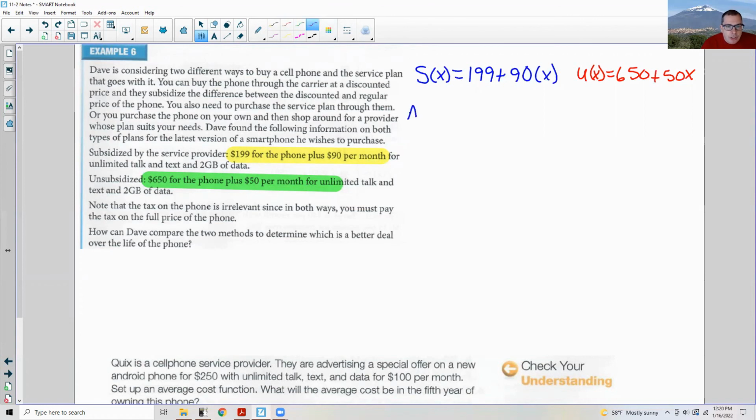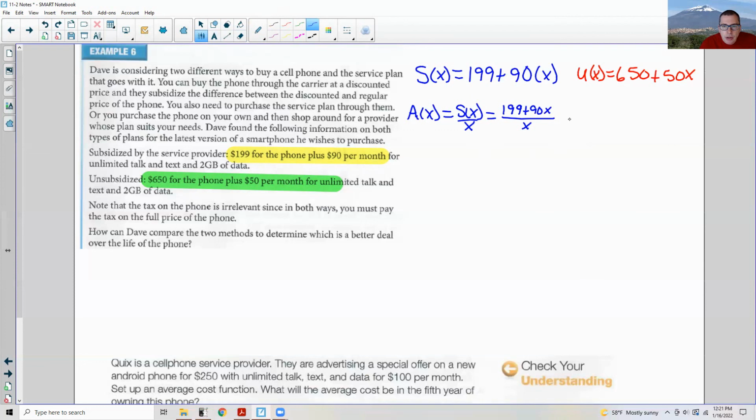So I'm going to say average of S is going to equal, actually, let's just call it A of X, because I don't want to use S now because it is still X. A of X is going to equal S of X divided by the number of months, and that gives you your average. If that makes sense to you, hopefully. And so therefore it would be 199 plus 90 times X divided by X. Okay, and let me get rid of the parentheses here. Just 90X.